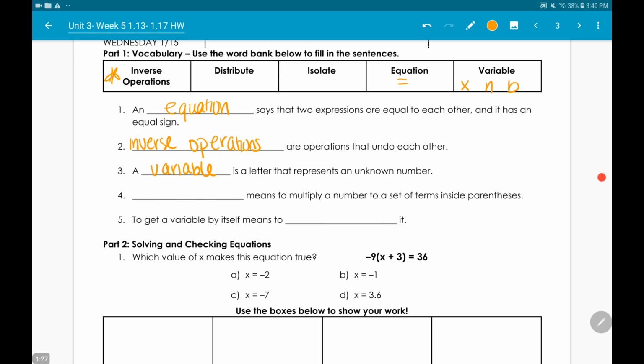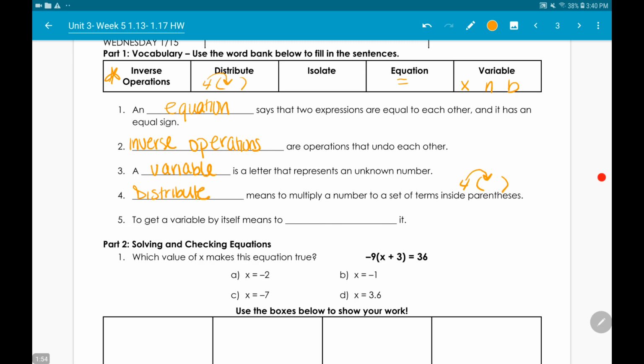Number 4. Blank means to multiply a number to a set of terms inside parentheses. And remember, parentheses look like this. So it's talking about taking some number and multiplying it in parentheses. And that sounds like distribute to me. We take something and distribute it.